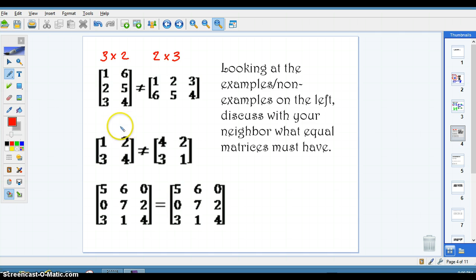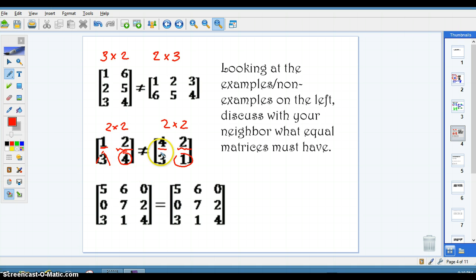Look at these. They have the same dimensions. They're both 2 by 2s. Why do you think these two are not equal matrices? They have all the same numbers, but you're right, they don't have the same numbers in the same places. They're not in the same position.